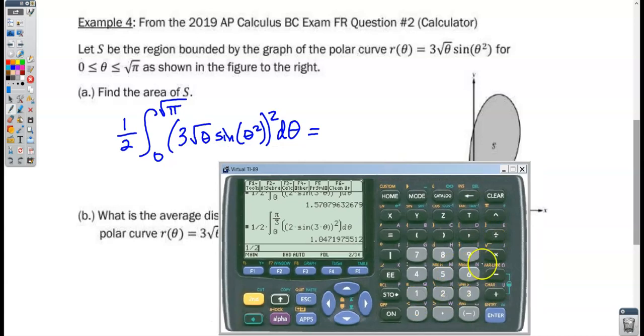And so we've got 1/2 times the integral of the quantity 3 square root of theta times sine of theta squared, that whole quantity squared, with respect to theta from 0 to square root of pi. Let my calculator chew on this for a moment.